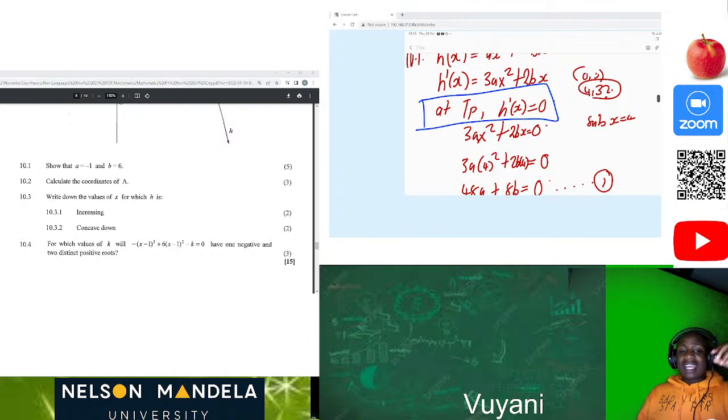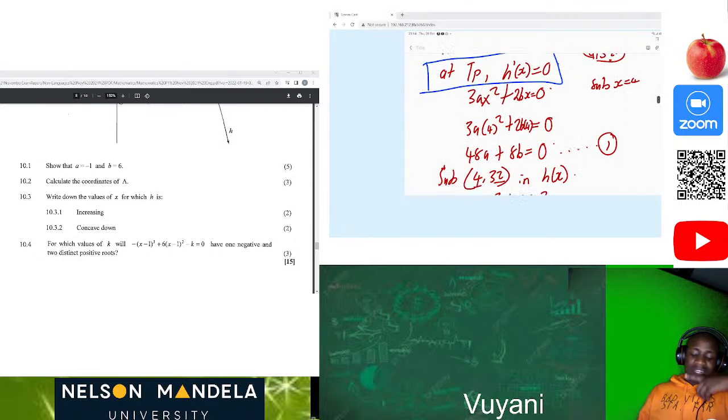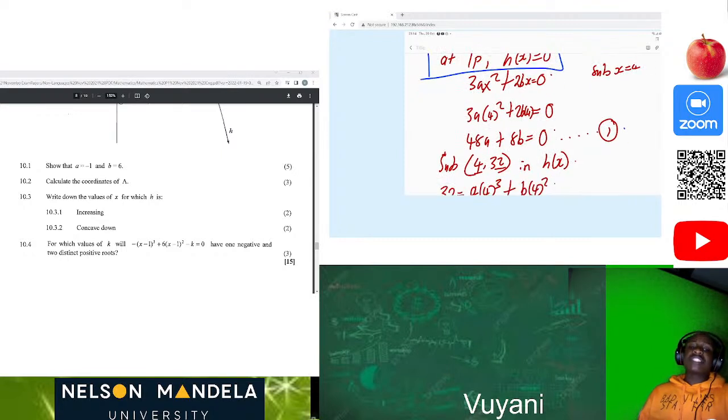So we know that at h prime, or at the derivative of the function, it has a specific x value. Since we're given the x value of a point, we substitute with that point, which is 4 in this instance. Then after that, we made our equation 1. Then we substitute that point again in the original function which we were given. Then we made our equation number 2.